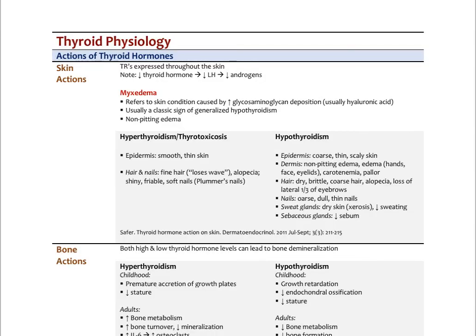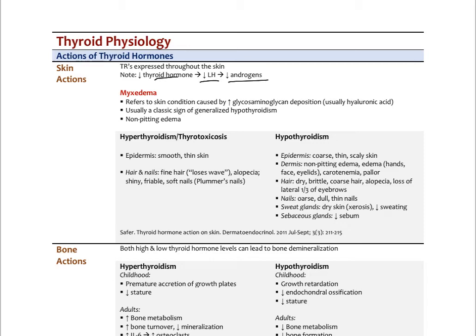Lastly, we'll look at the effects of thyroid on the skin, bone, and muscle. Thyroid hormone receptors are expressed throughout the skin, and we often see other effects. Thyroid interacts with other hormones, so for example, decreased thyroid hormone will actually decrease luteinizing hormone from the pituitary, and that will result in decreased androgens, which would have further effects on the skin. So they kind of work together.